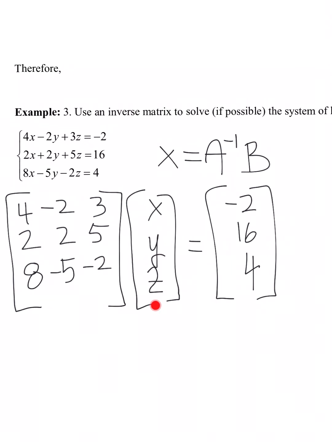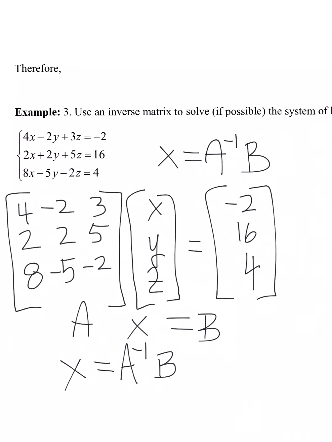If we go row 1 times column 1, if you look 4x minus 2y plus 3z equals negative 2, that's our first equation. And we could do that with the other two equations. Now, if we think of this as A, this is x, and this is B, we know we can solve x by doing A inverse B. So if we find the inverse of this, multiply it by B, you will get your solution.